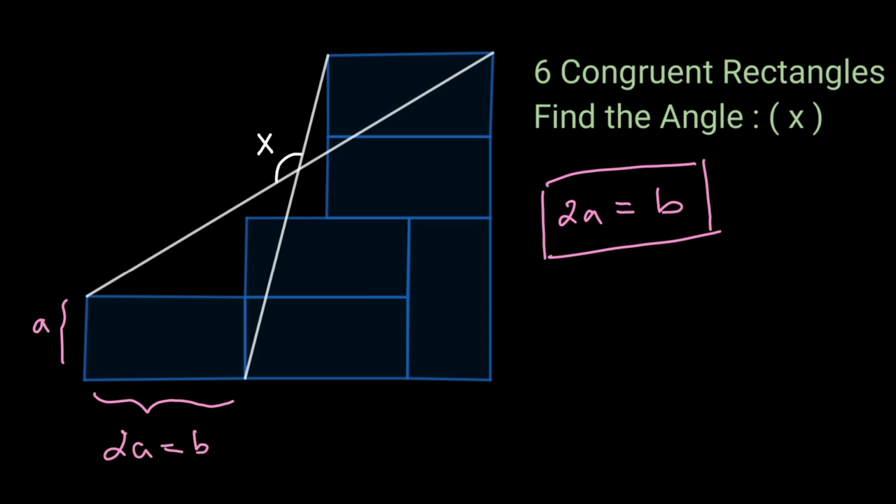So ultimately, each of these rectangles has a length equal to 2 times a and a breadth equal to a. All of these 6 rectangles would have the same dimensions as they are congruent to each other.